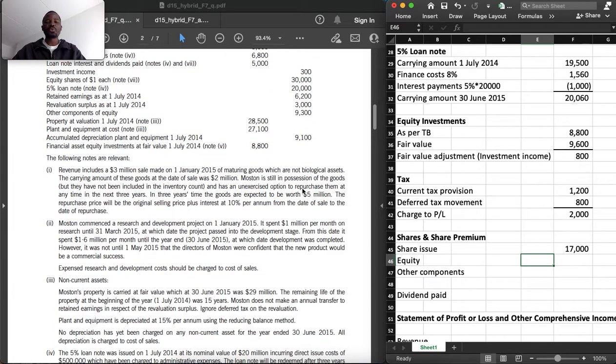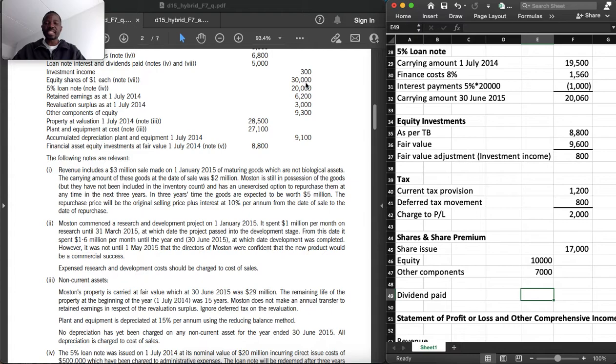So we need to split that share issue during the year. So we'll simply say how much was issued, 10,000 multiplied by $1. This $1 is the nominal value. Then we'll simply say 10,000 multiplied by the premium of 70 cents. We get 7,000 like that.